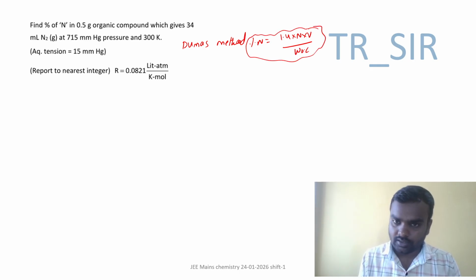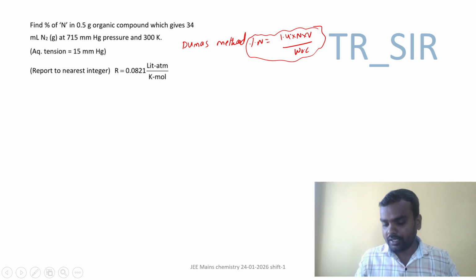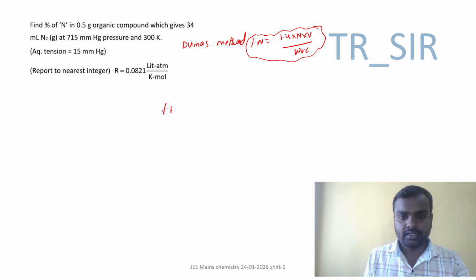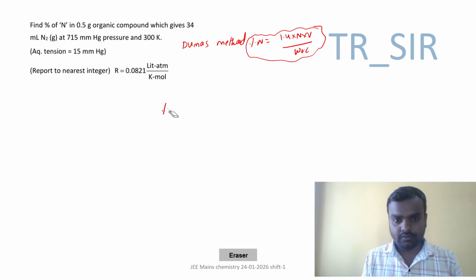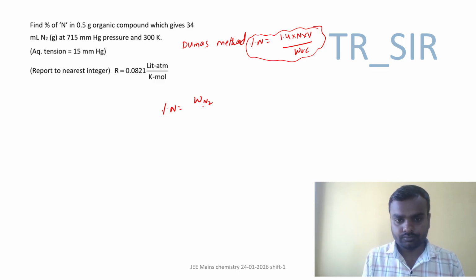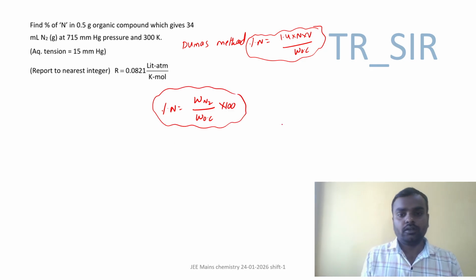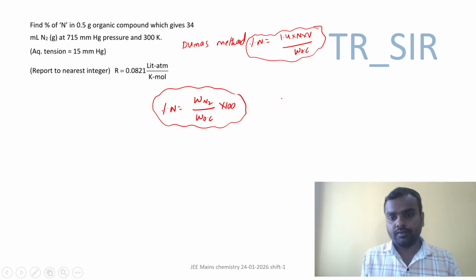But in this question, what they have given? They have not given the normality, where we need not apply this one. First, what we'll do now? We'll try to find out this method. Percentage of nitrogen is equal to weight of nitrogen by weight of organic compound into 100. If you do, you will get the percentage formula in this case. Now, before that, we'll try to find the weight of nitrogen.